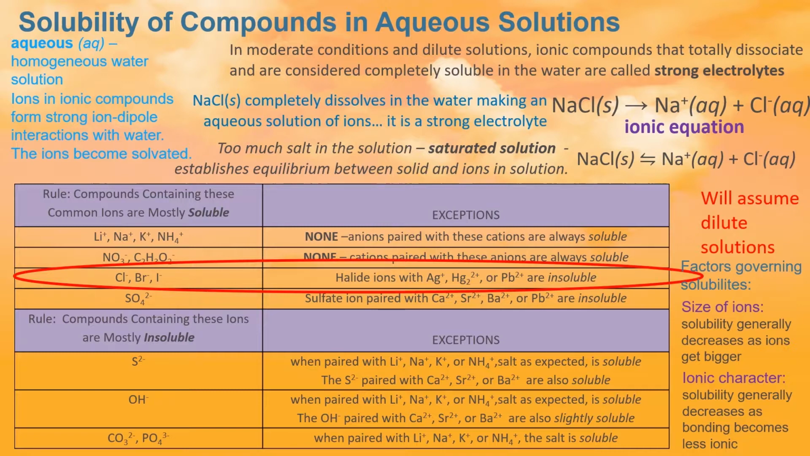All halide salts are soluble except those salts containing the silver plus, the mercury 2 plus, or lead 2 plus metal cations. So a solid compound like lead(II) iodide, PbI2, dropped in water will more than likely not be very soluble and remain solid in the water. When studying this table, please note that the section of ions on top are mostly soluble and the section of ions on the bottom are mostly insoluble.